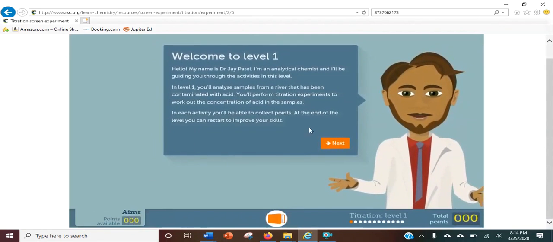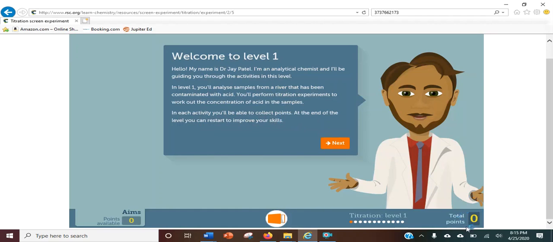And you should open to this page. So I'm going to read it. Welcome to level 1. Hello, my name is Dr. J. I am an analytical chemist and I'll be guiding you through the activities in this level. In level 1, you will analyze samples from a river that has been contaminated with acid. You will perform titration experiments to work out the concentration of acid in the samples. In each activity, you'll be able to collect points. At the end of the level, you can restart to improve your skills.